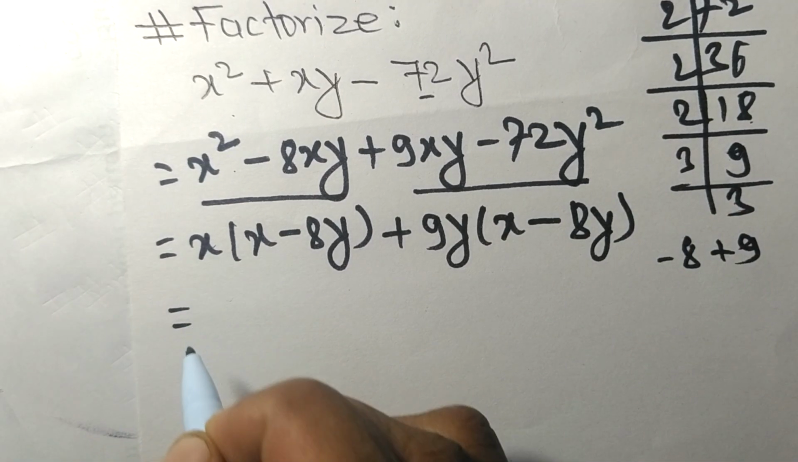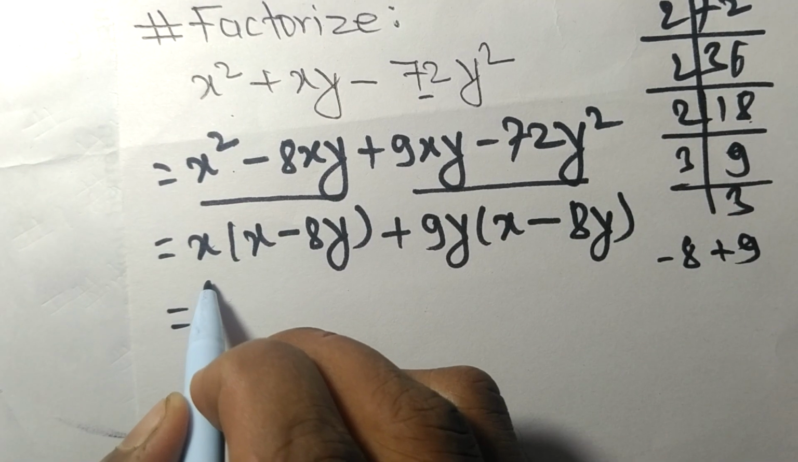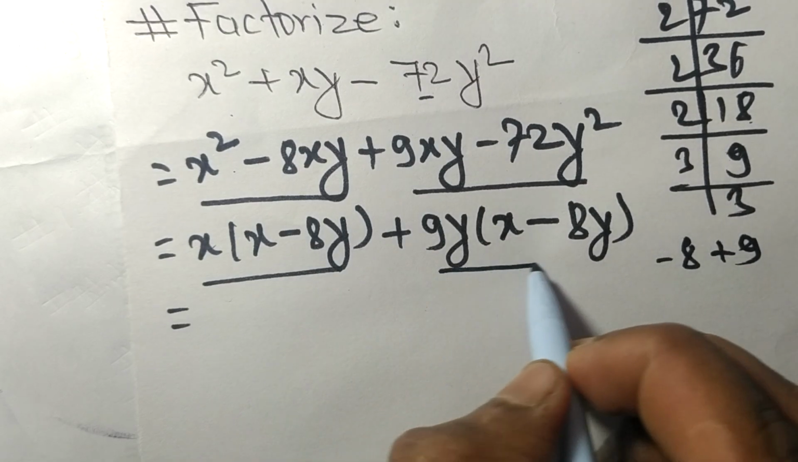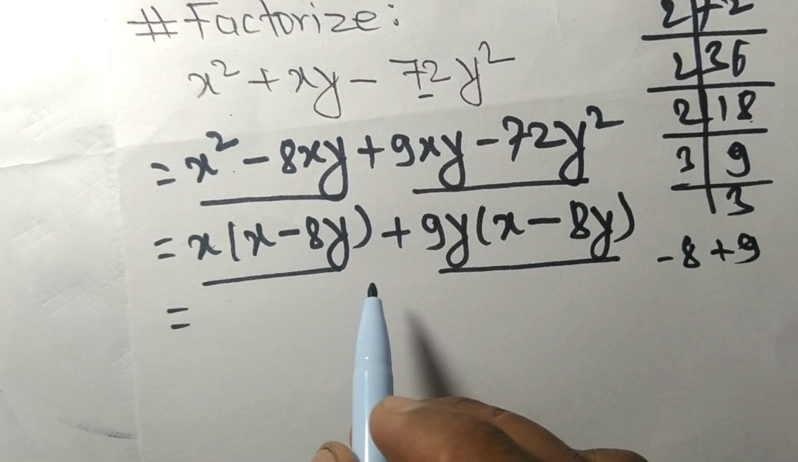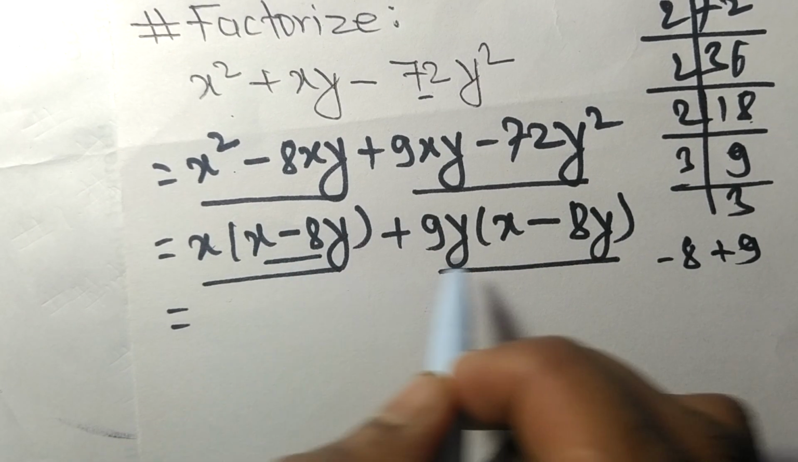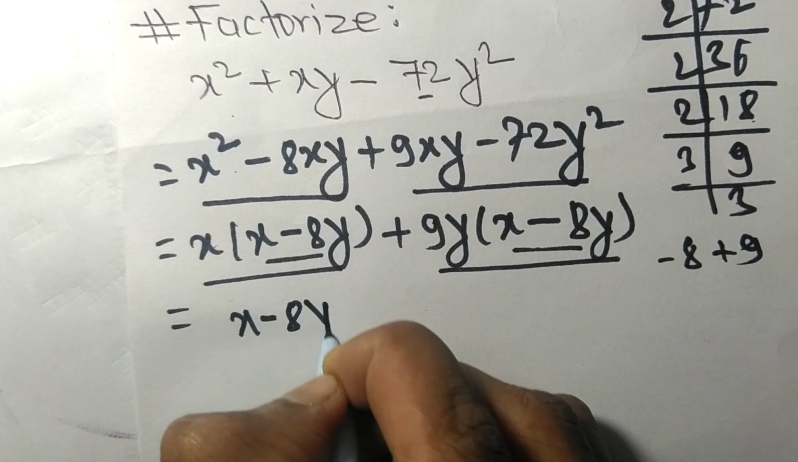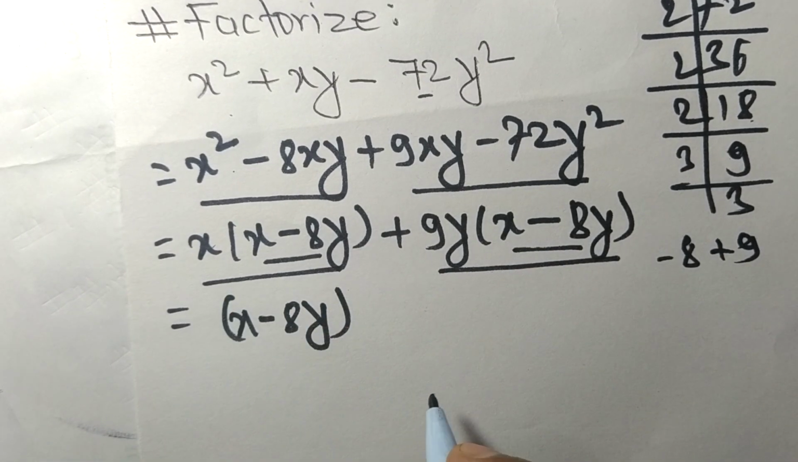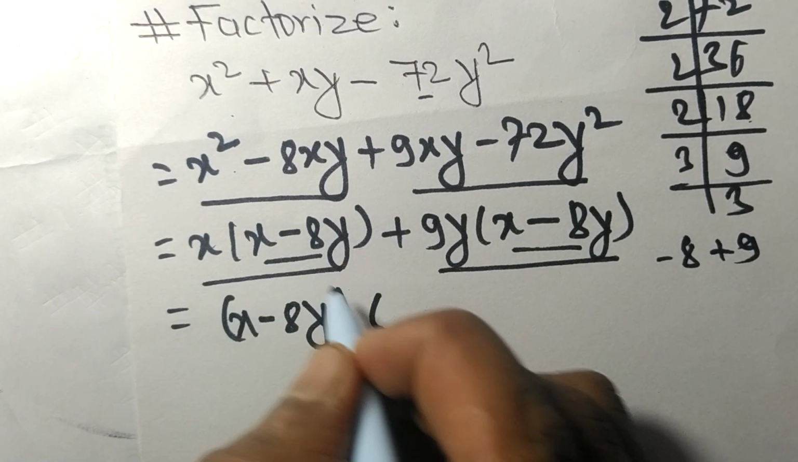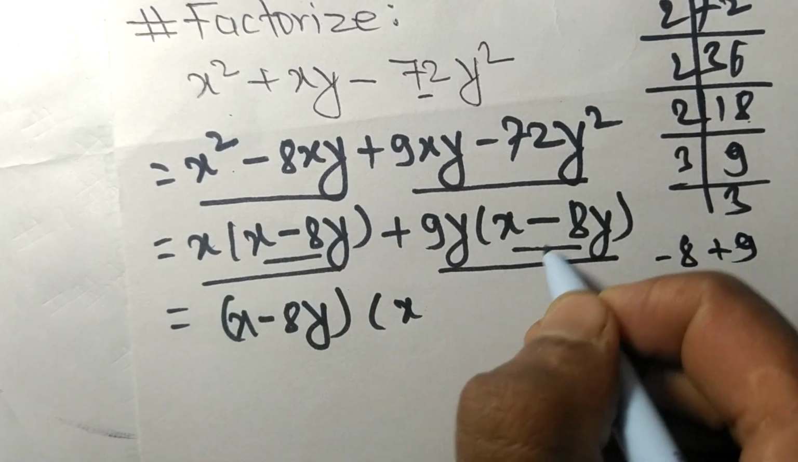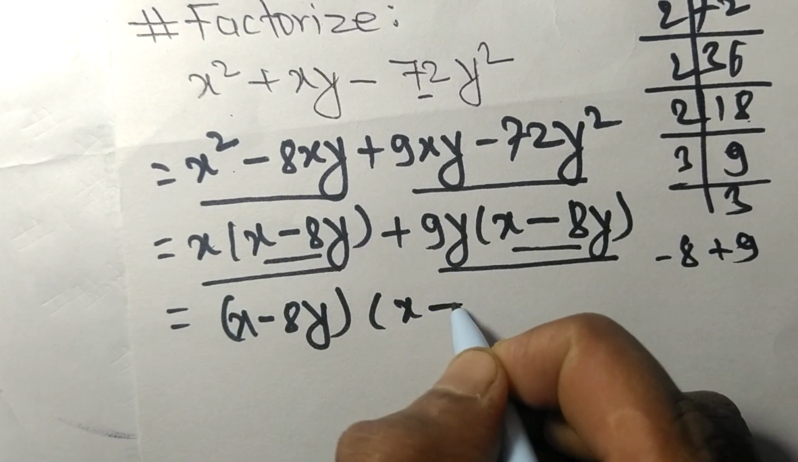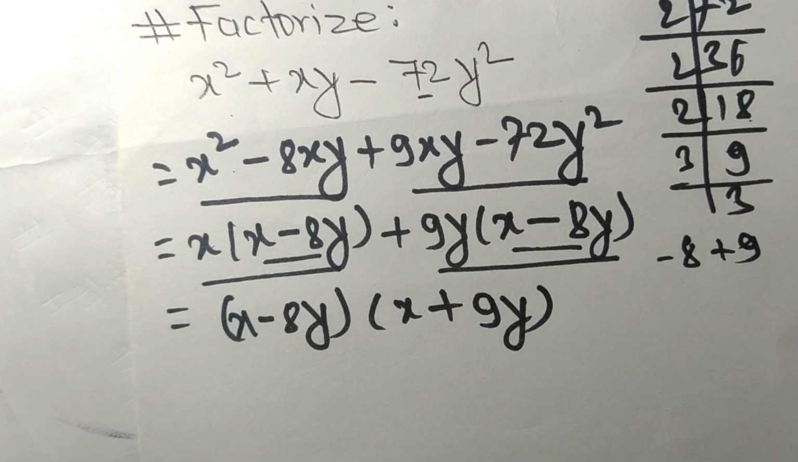So now we again find out commons in this first and last expression. So both contain x minus 8y. So x minus 8y is common. So the remainder in the first is x, and in the last, here, plus 9y.